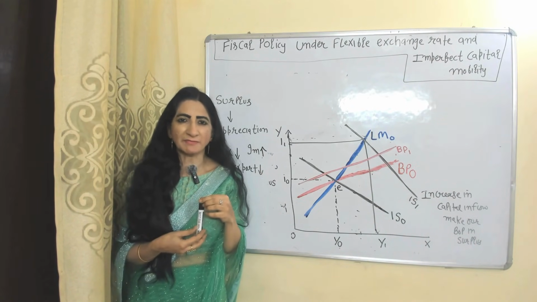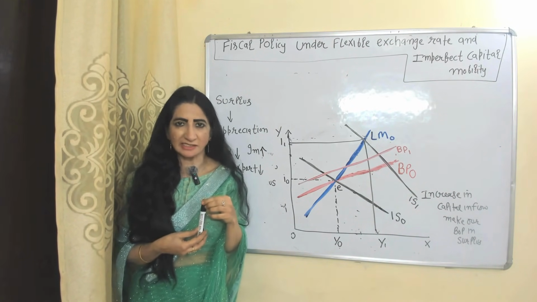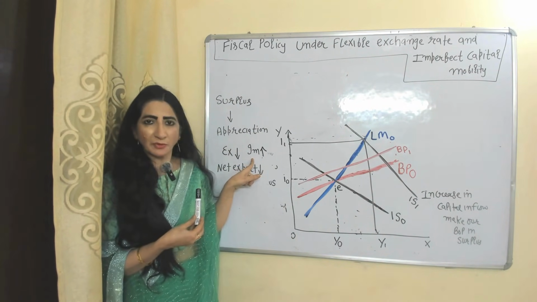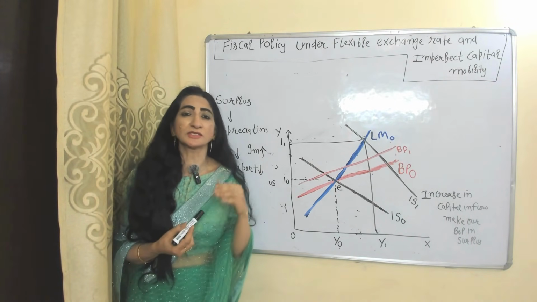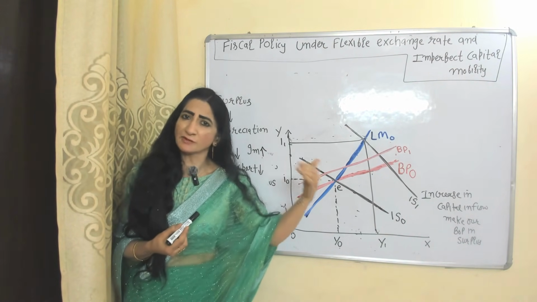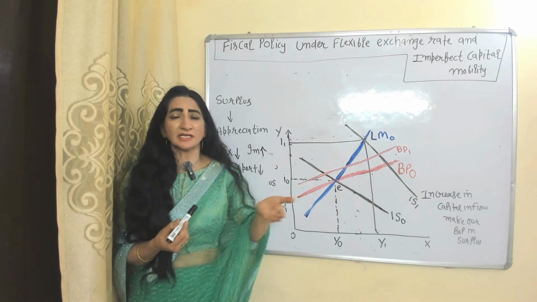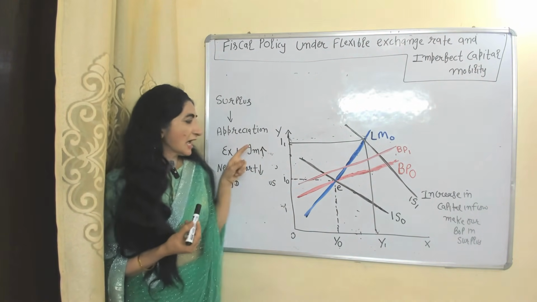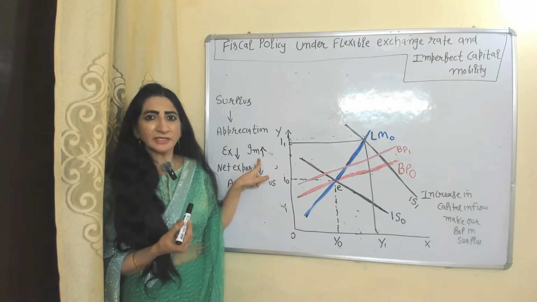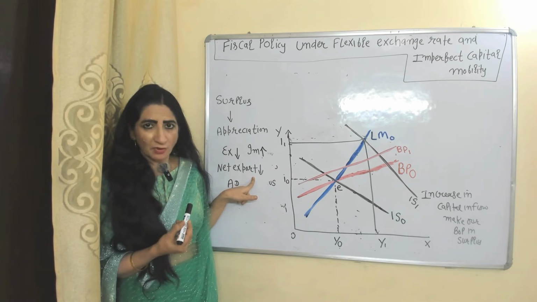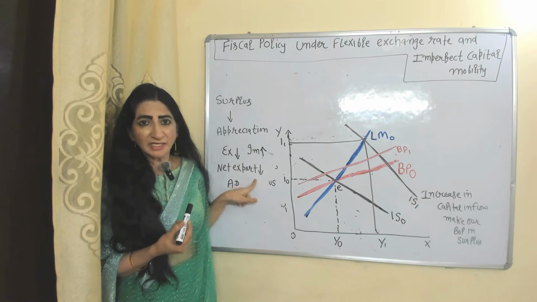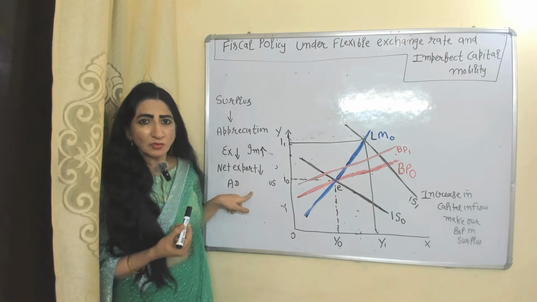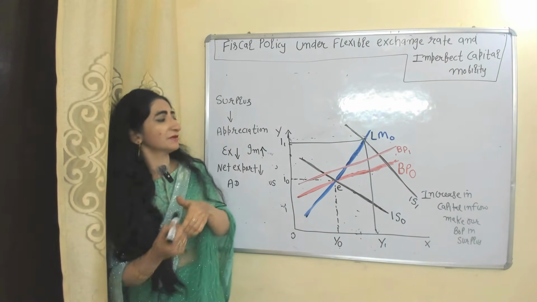Appreciation in currency reduces export and increases import. Export reduces because now our product becomes expensive for foreigners. Import increases because now for us another country's product becomes cheaper. As export falls but import increases, eventually net export will fall. As we know, net export is part of aggregate demand. As aggregate demand reduces, our IS curve will shift backward.